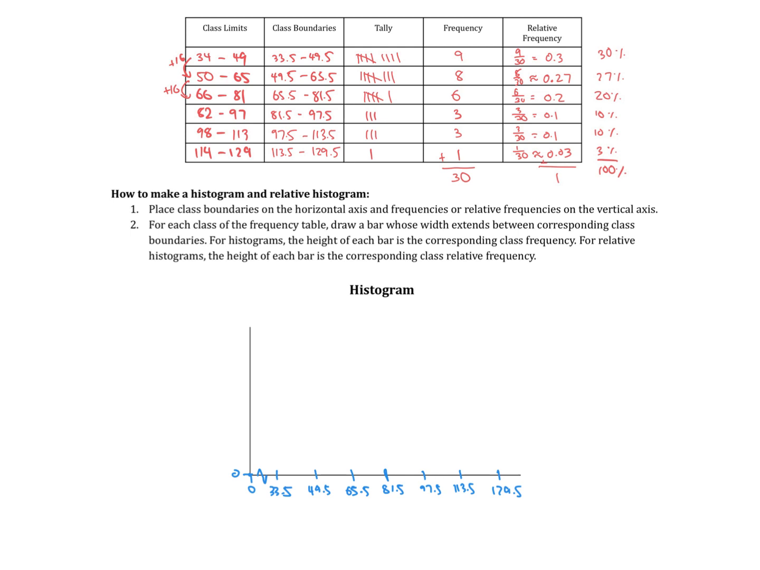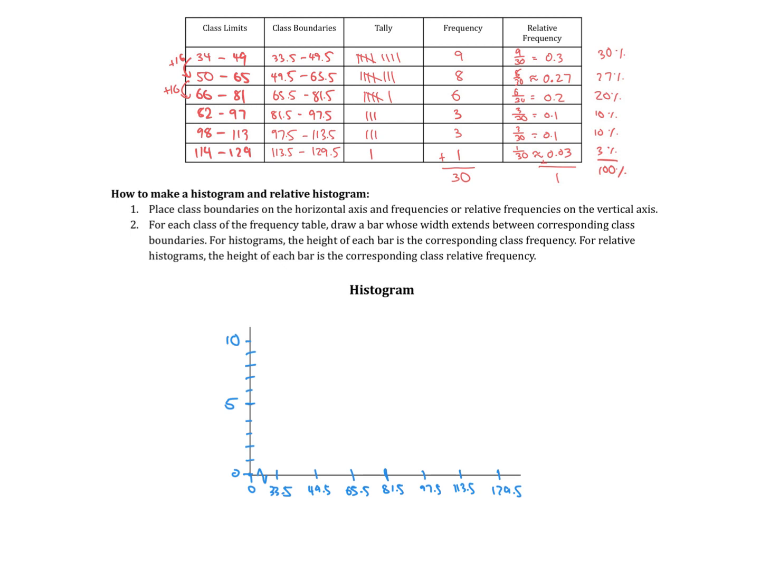Now for the frequencies, my highest frequency is 9, so I'm going to go up to 10. I'm going to cut that in half and make that my 5 mark. And then if I make 4 little tick marks from 0 to 5 that are evenly spaced, 1, 2, 3, 4, and then 4 more between 5 and 10, 1, 2, 3, 4. And you can number those or not as long as you have a constant scale, but it needs to be evenly spaced.